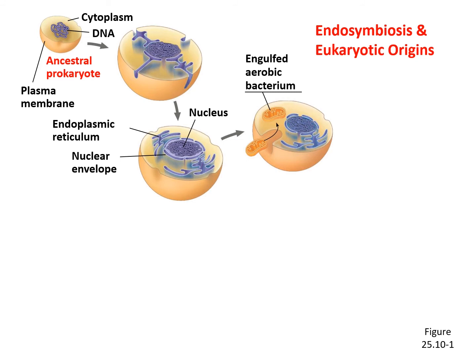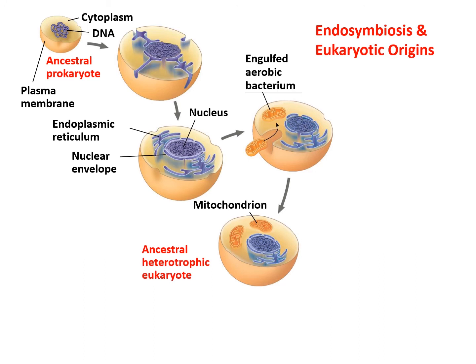So it's almost like the mafia idea, right? The big guy provides protection for the little guy, and in return the little guy provides something for the big guy. In this case, it's going to be energy. So here you can see on the inside, right? Here is the mitochondria on the inside.